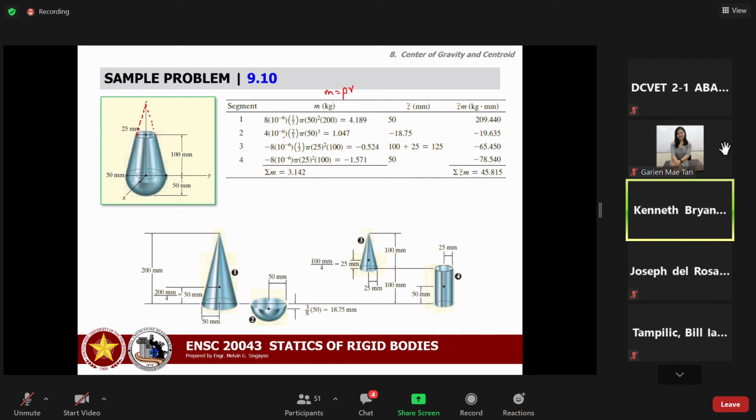Okay? Then segment 2 is a hemisphere. So the volume of the hemisphere is 2/3 pi r cubed. Then for the third, density times the volume. So 1/3 pi r squared h. So 1/3 times pi times 25 squared. Take note of the negative sign. The negative sign here indicates that it will be subtracted. Okay? Then for the cylindrical hole, the volume of the hole is pi times 25 squared times 100 multiplied by density. Okay? Then get the sum of this, the unit of the mass.